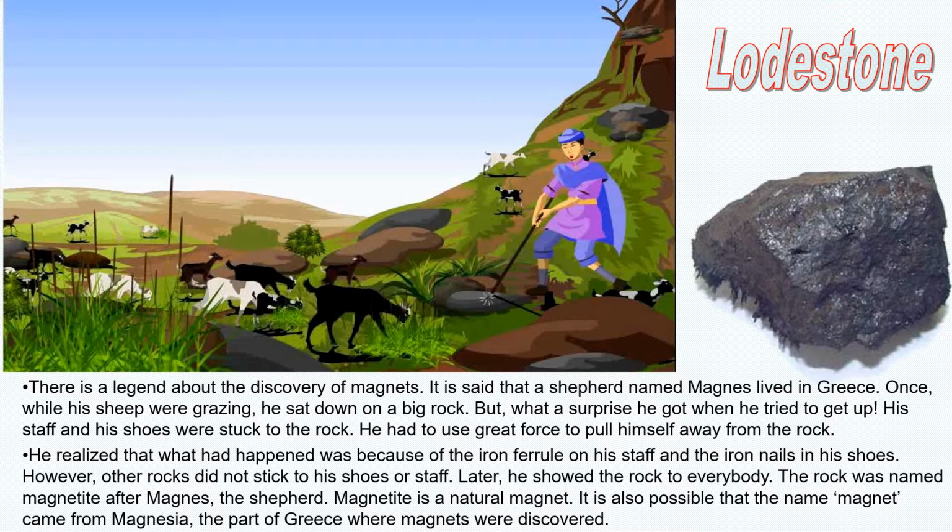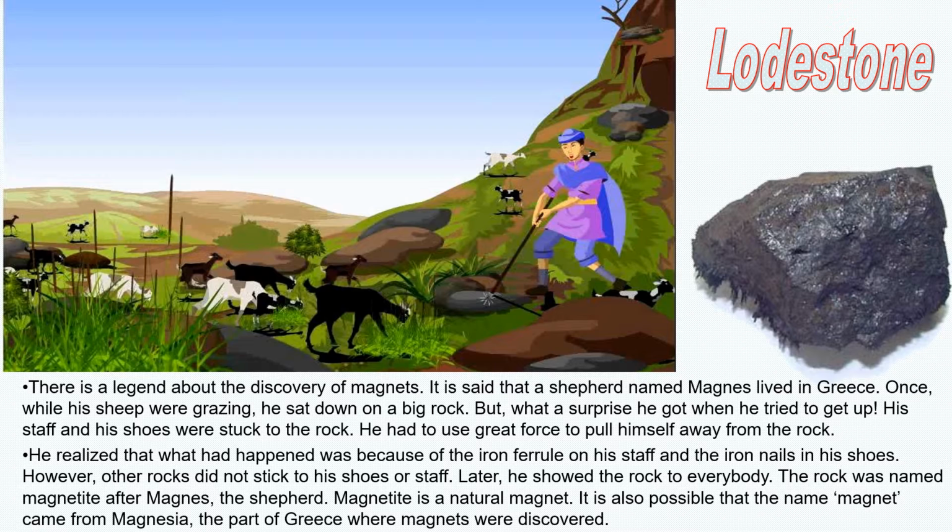He realized that what had happened was because of the iron ferrule on his staff and the iron nails in his shoes. However, the other rock did not stick to his shoes or staff. Later, he showed the rock to everybody. The rock was named magnetite after Magnus, the shepherd. Magnetite is a natural magnet. It is also possible that the name magnet came from Magnesia, the part of Greece where magnets were discovered.